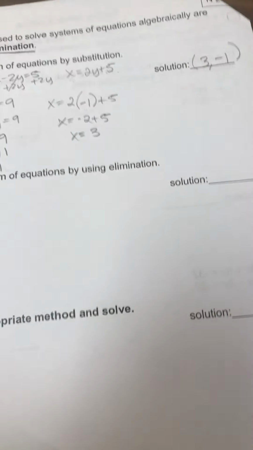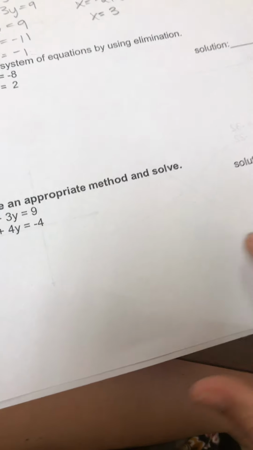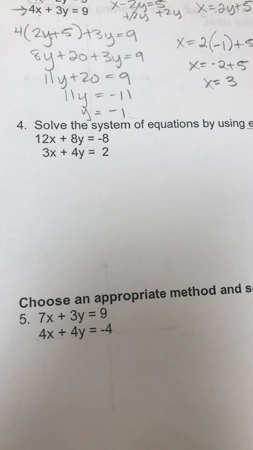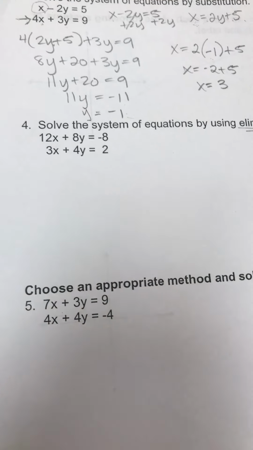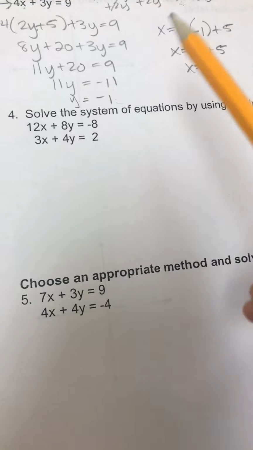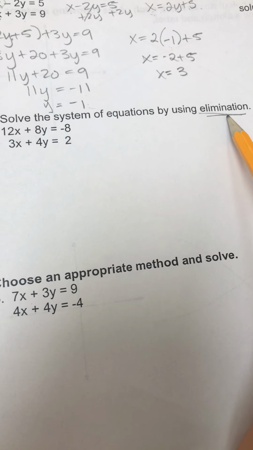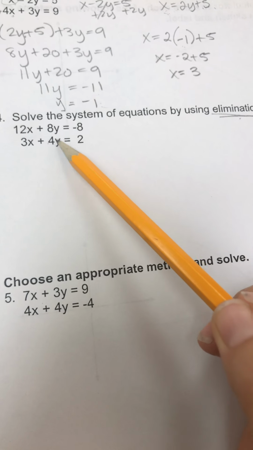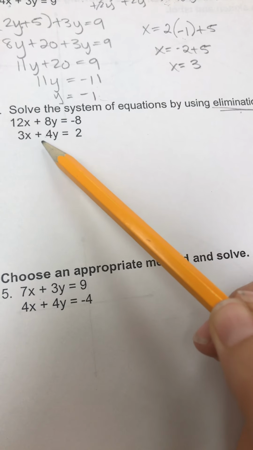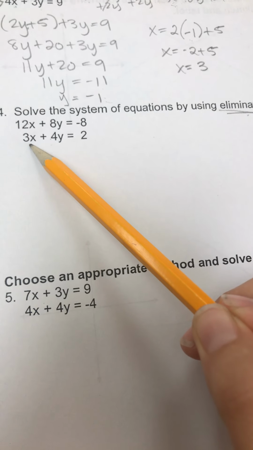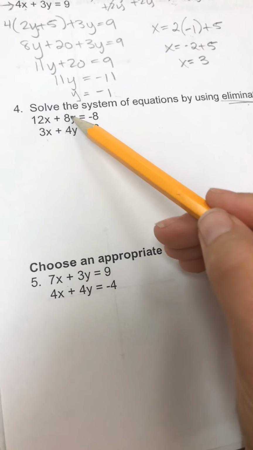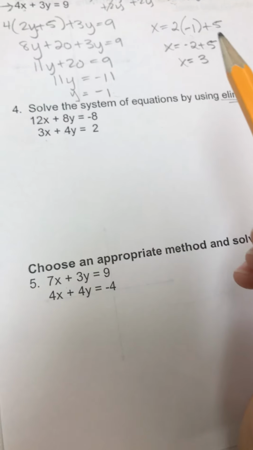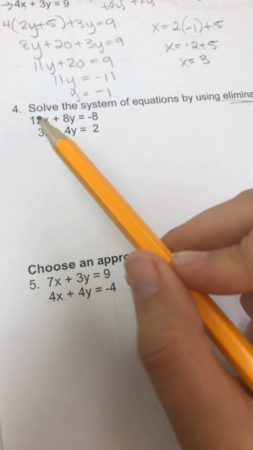Easy enough. All right, now let's look at one where we're doing elimination. We have 12x plus 8y equals negative 8, and 3x plus 4y equals 2. Looking at this, it tells us that we're going to use elimination. So we need to make one of these values, either the x or the y, cancel out, so that we're just left to solve for one variable. To cancel out, we need a positive and a negative of the same number so that they cancel and leave us with just one variable.